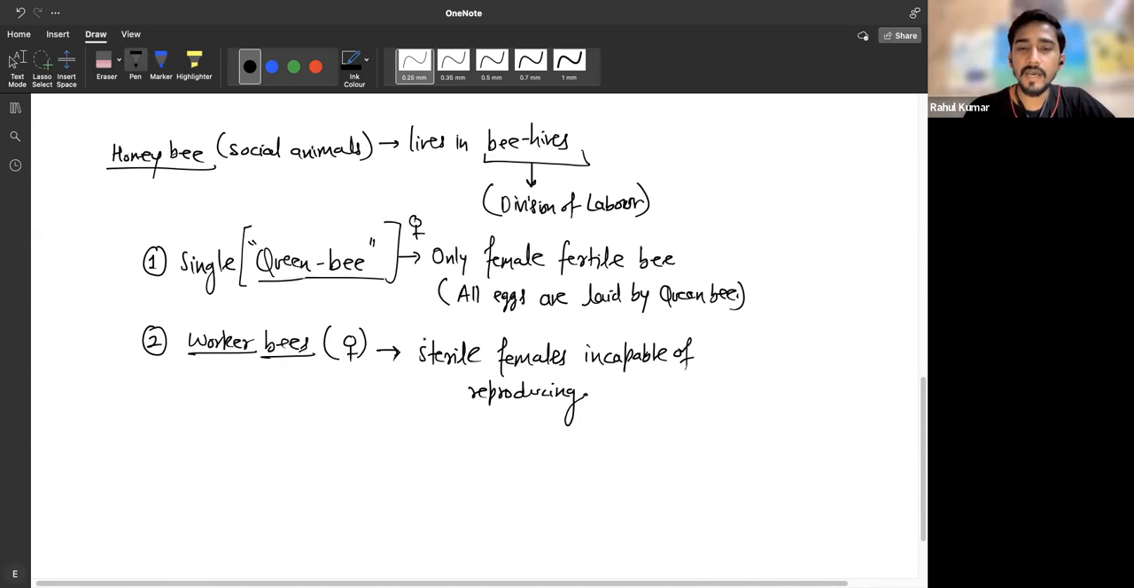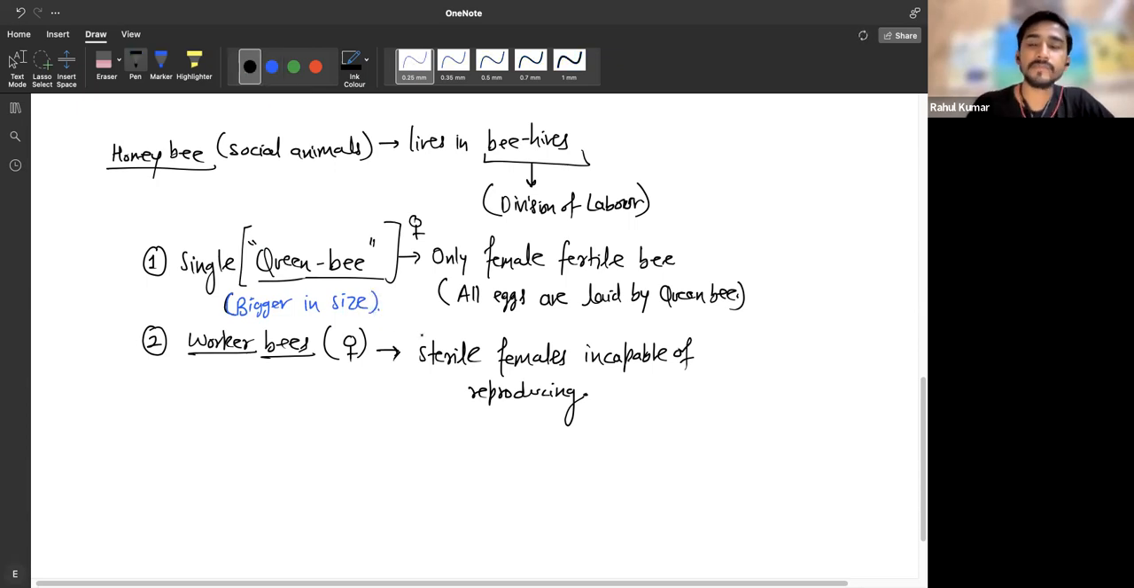Worker bees, then how are they sterile? Why are all the worker bees sterile? There is an interesting reason behind it. There is something called royal jelly. It's a very nutritive thing. Royal jelly is only fed to the queen bee, which makes her bigger in size. So this is one way to identify her. She is bigger than all other bees.